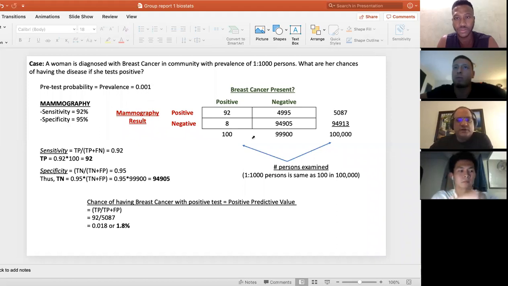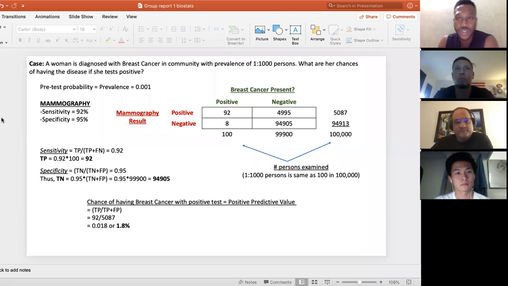So in order to generate a contingency table, instead of 1 in 1,000, we say 100 in 100,000, so that we get a fixed number of whole people. And then in order to fill in this table, we utilize the known sensitivity of 92% and specificity of 95% that are previously recorded for mammography testing.